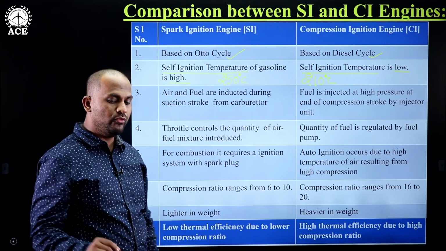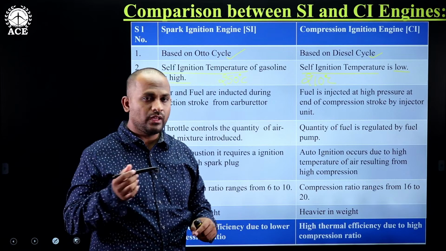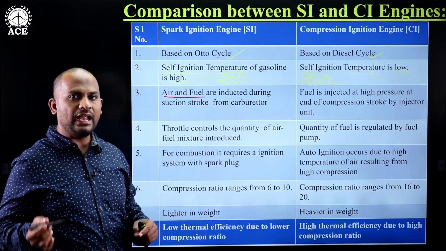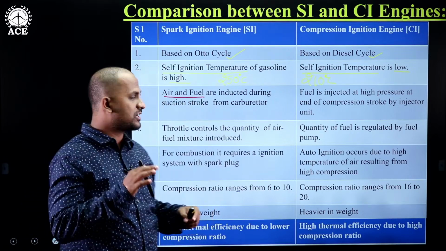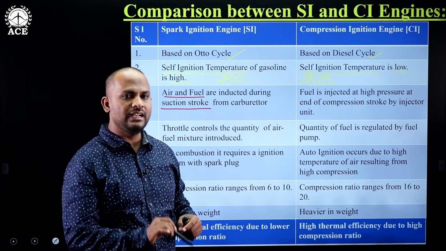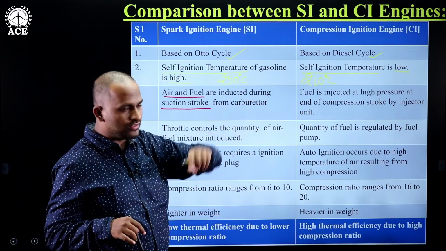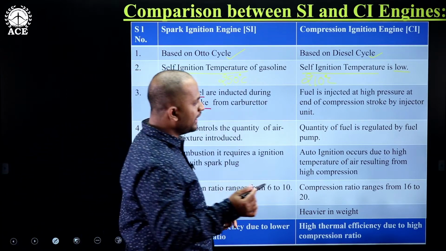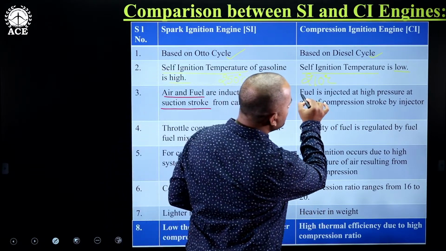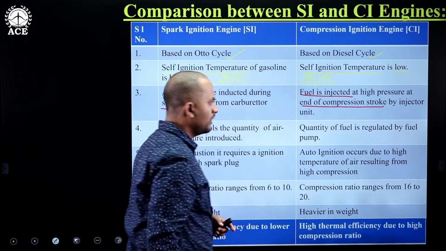Now with respect to the charge entry, in SI engines the air-fuel mixture, the air and fuel charge, is inducted into the cylinder during the suction or intake stroke. During the suction process, air plus fuel enters, whereas in the case of CI engines, what happens? The air enters during the suction stroke, and the fuel is injected at the end of the compression stroke.